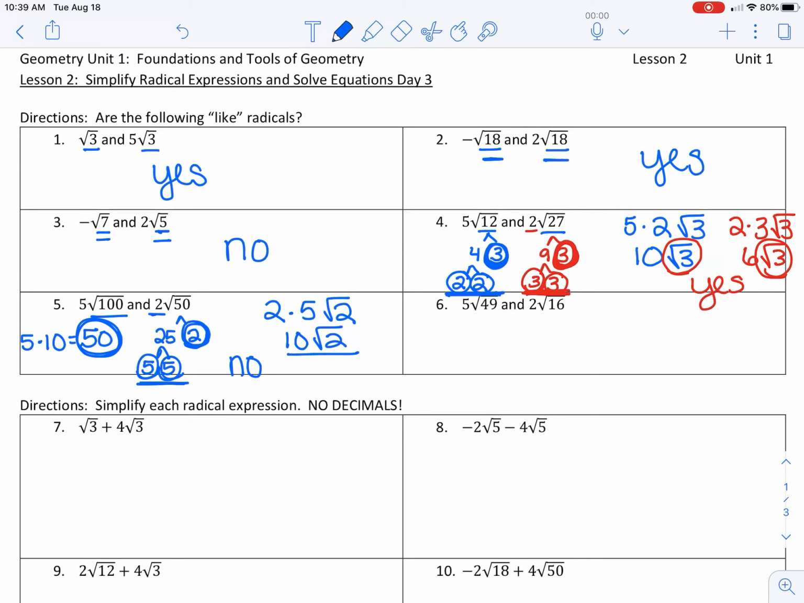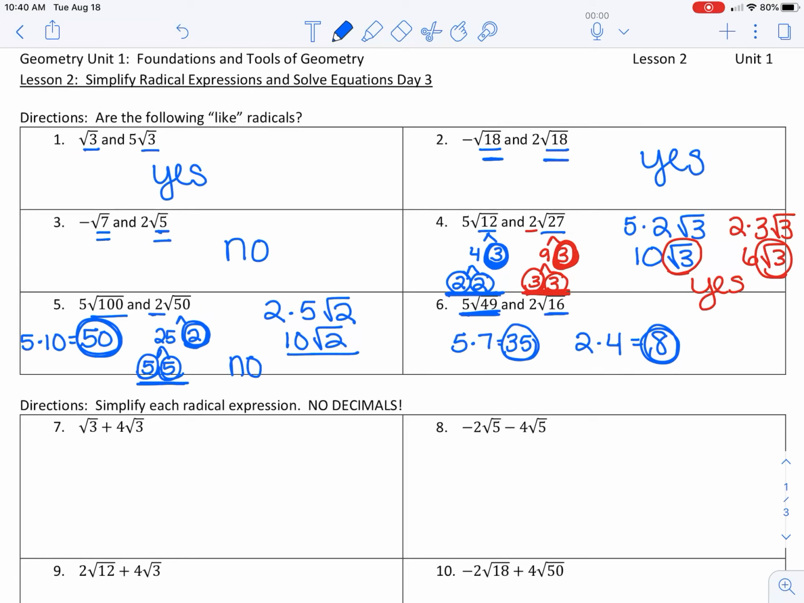So with number 6, if you notice, 49 is a perfect square, and the square root of 49 is going to be 7. So we have 5 times 7 is equal to 35. Okay, that's the simplified version of 5 root 49. And then we want to look at the second part. Well, the square root of 16 is actually 4. Okay, so that's another perfect square. If you don't know that and you break it down, you will still get the fact that it's a perfect square. So I'm going to say 2 times 4 then is going to be 8. So I get 8 and 35.